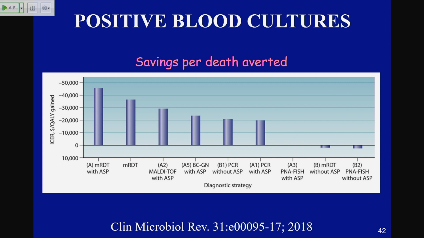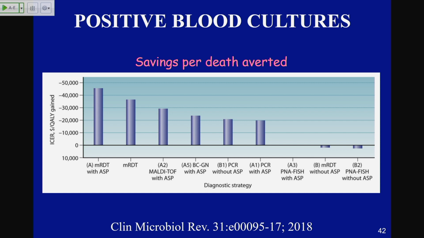Now the metrics, or the y-axis. The y-axis is some sort of crazy amortized figure that talks about savings per death averted. Essentially what this means is the higher the bar, the better it is. All right, let's just go with that. So the higher bars were noted in this meta-analysis when you had molecular rapid diagnostic testing off the positive blood culture bottle with an antimicrobial stewardship program. And the best comparator here for this bar is probably this guy over here, right?